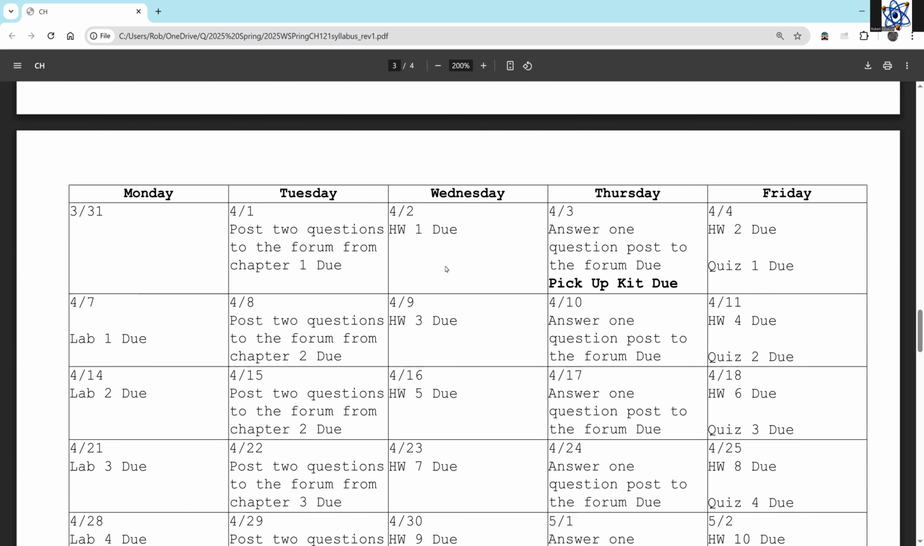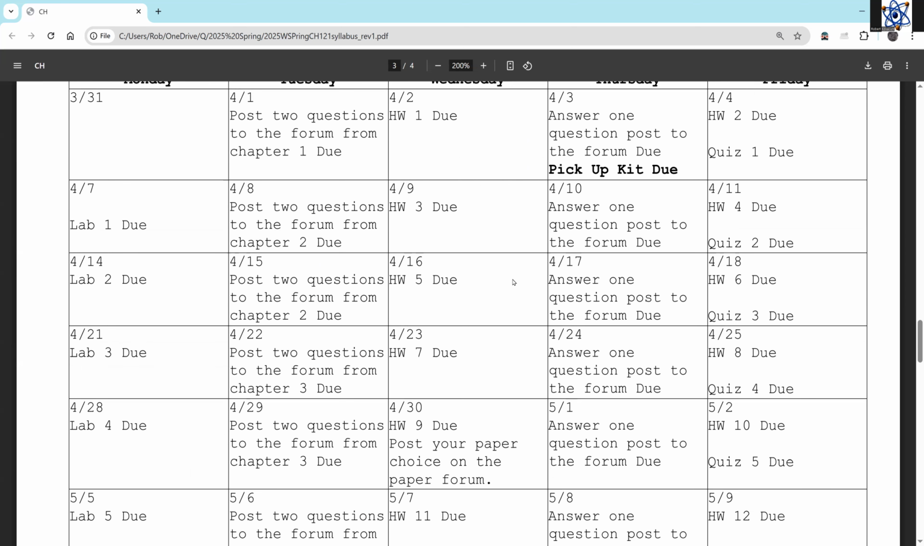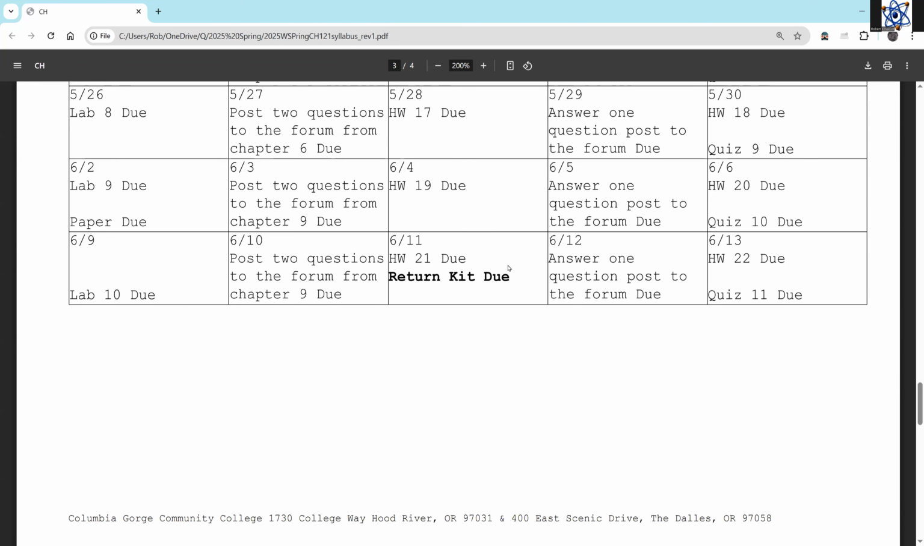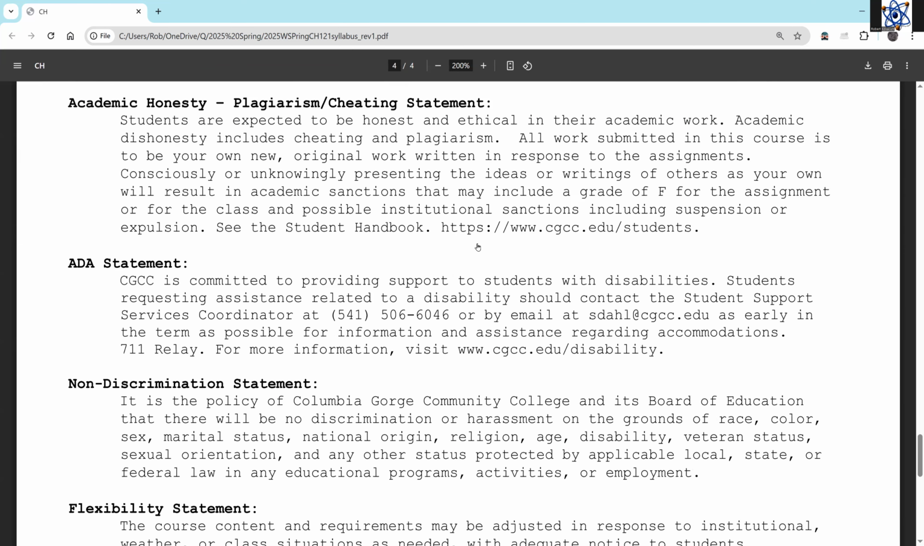We've got the calendar here, so it shows that we've got homework due here and homework due here and quiz due here. So you can just go through this and it's every single week, it's exactly the same. And then finally, don't cheat. It's always been pretty obvious when a person's been cheating in this class, so don't do that.